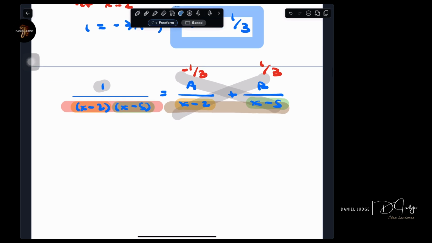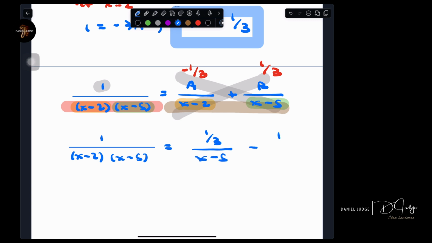So I'm going to write it this way here. I'm going to write my positive term first. So I'm going to kind of switch. Well, we'll leave it that way. That's fine. x minus 2, x minus 5. I'll put positive 1/3 first, and then the negative 1/3.